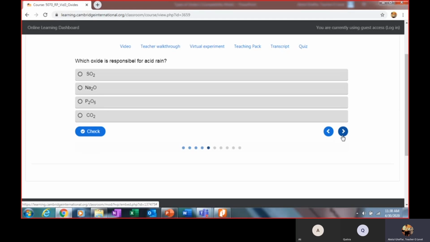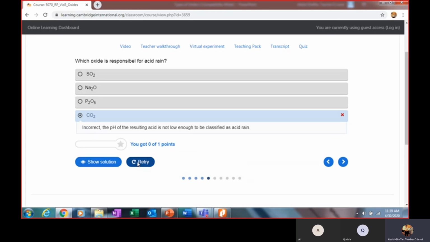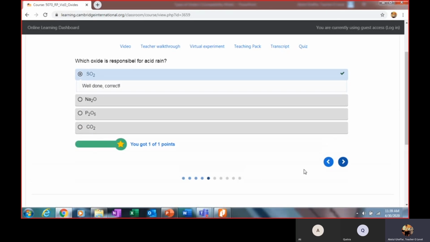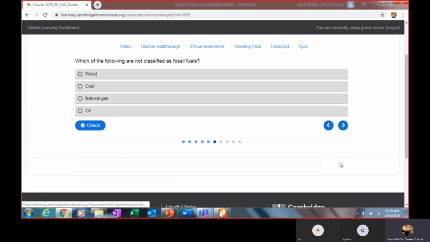Next is which oxide is responsible for the acid rain? Na2O, sodium oxide, carbon dioxide? No, sorry, sulfur dioxide. Sulfur dioxide will be the one because it will produce sulfuric acid. Yes, correct answer. Now the next one.